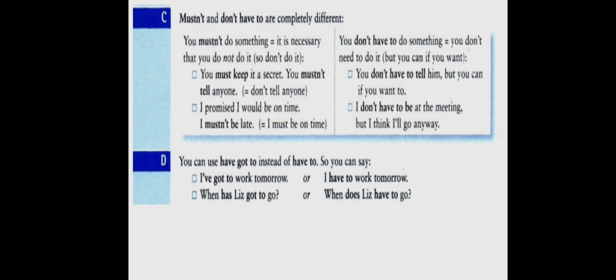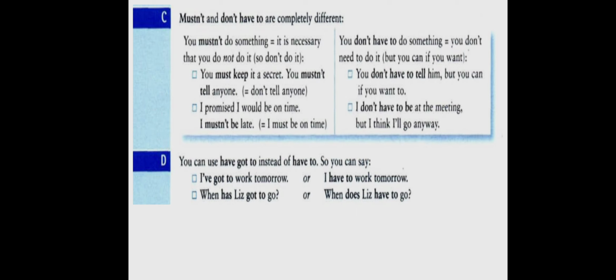And in the case of have got to, have is an auxiliary verb, so we move it forward in the question. So it becomes, when has Liz got to go? But in the case of have to, it is considered a main verb, so we need to use do, does, and did in the question. That's why the question becomes, when does Liz have to go?